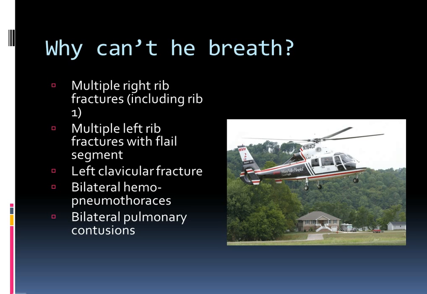If he's got multiple left rib fractures with the flail segment, now he's got a left clavicular fracture, bilateral hemopneumothoraces. So this guy has got blood and air in his pleural spaces. He's got bilateral pulmonary contusions. So this guy is in bad shape. You can see that they've got the bird there. That is more than appropriate for this gentleman.